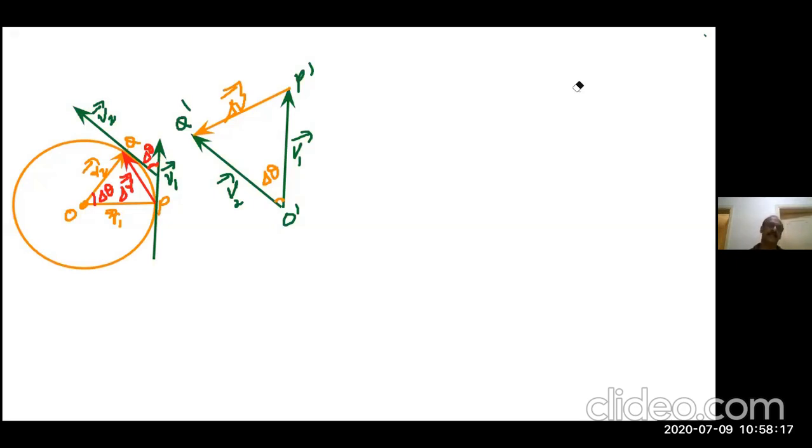So the measurement is the same, right? V1 and V2 should be the same because the magnitudes are the same.